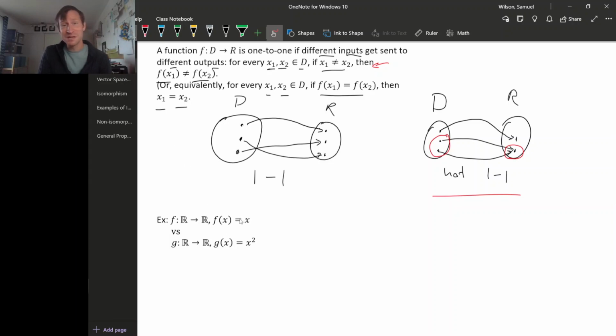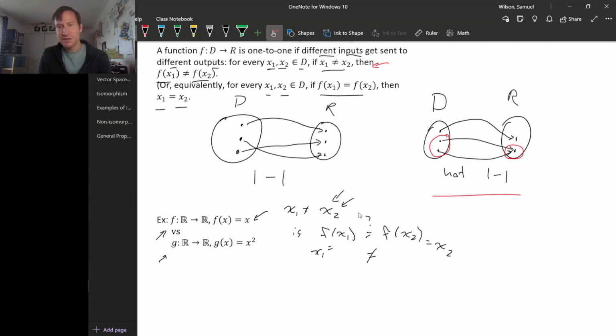So some examples of being one-to-one. We can look at the same two functions as we did when we were thinking about onto. For f of x equals x, you can see that if x1 is not equal to x2, we can ask, is f of x1 equal to f of x2? Well, no, because f of x1 is x1 and f of x2 is x2, and we already said that these were not equal, so these aren't equal to each other. So if we have distinct inputs, the function f produces distinct outputs, and so that means that f is one-to-one, right?